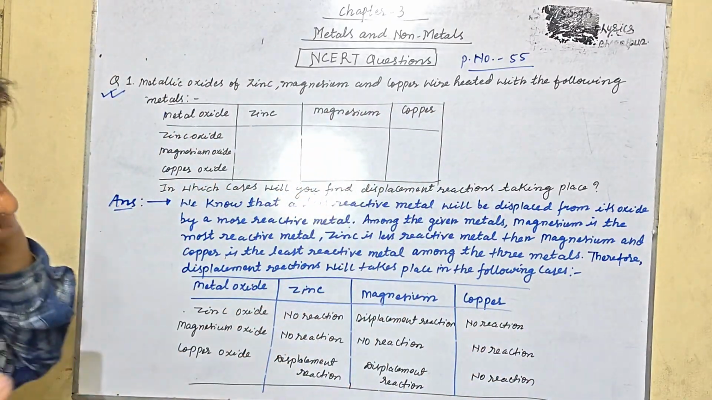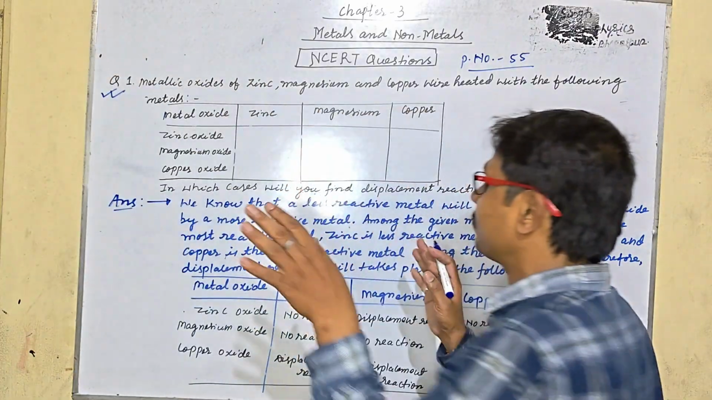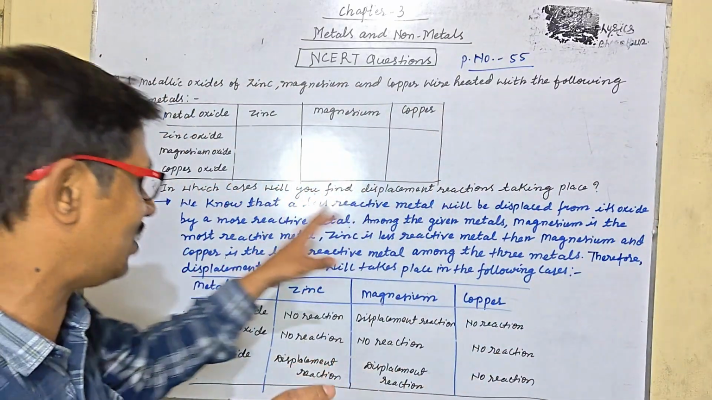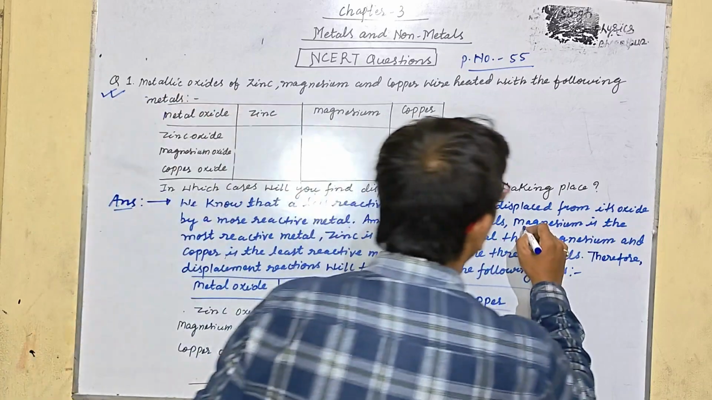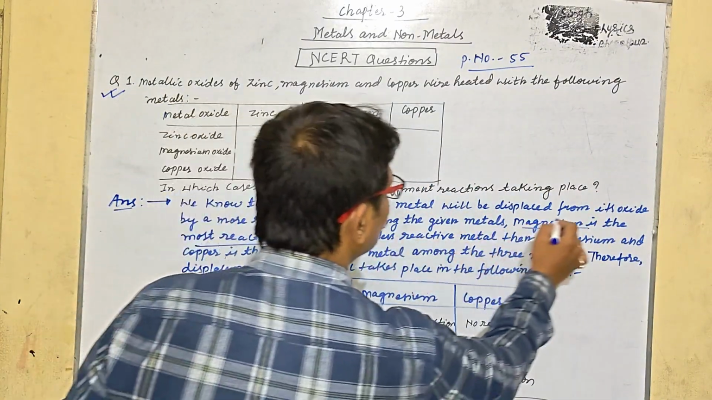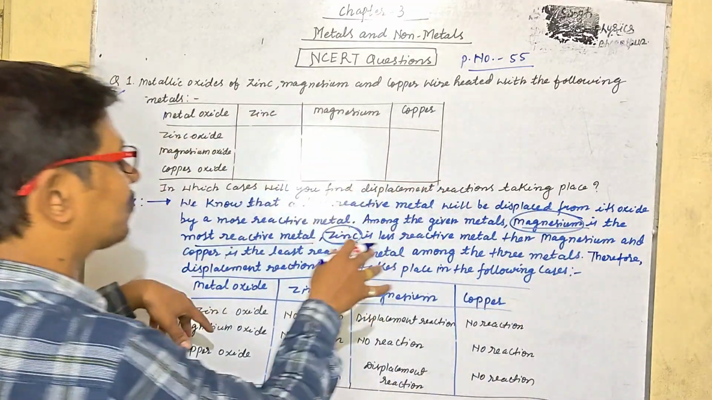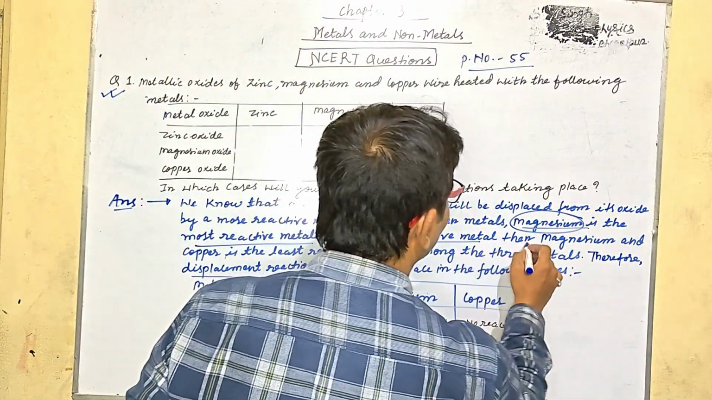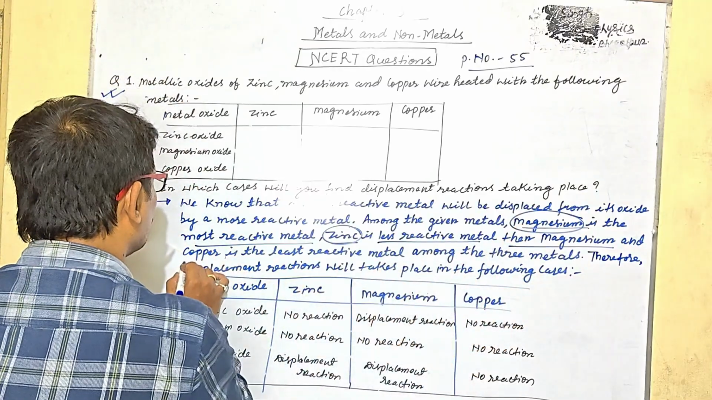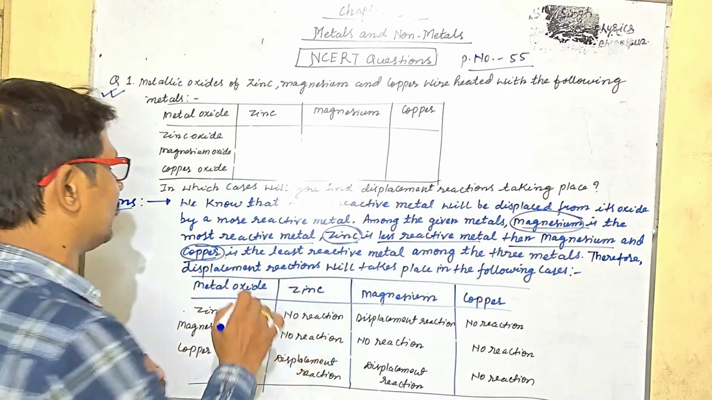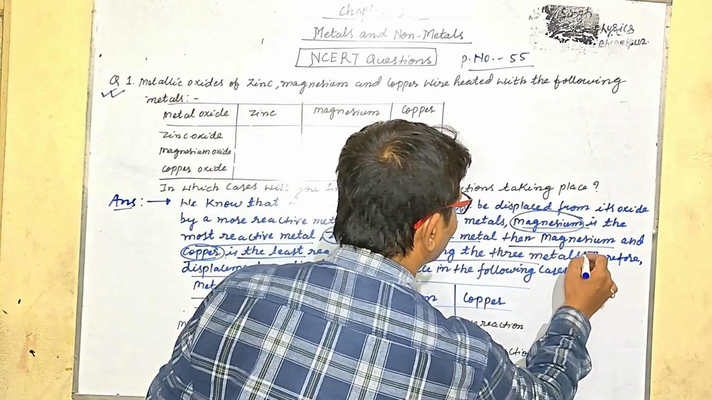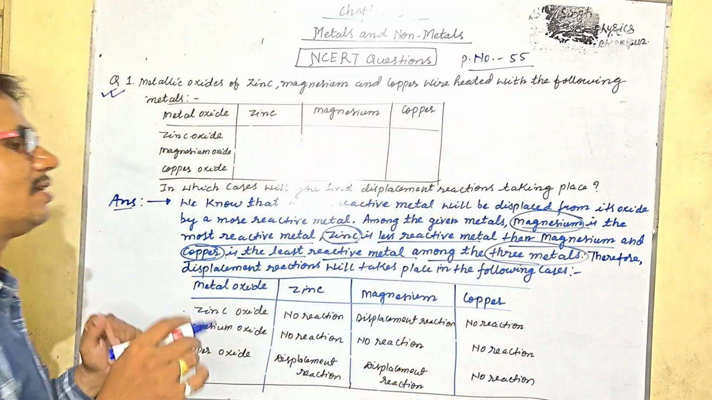So we already know the less reactive metal is displaced by the more reactive metal. Among the given metals, magnesium is more reactive than zinc. Magnesium is the most reactive among the three. Zinc is less reactive than magnesium, and copper is the least reactive metal among magnesium, zinc and copper.